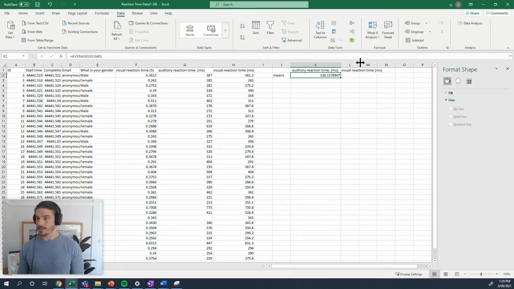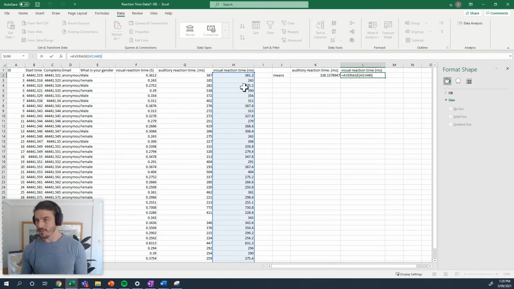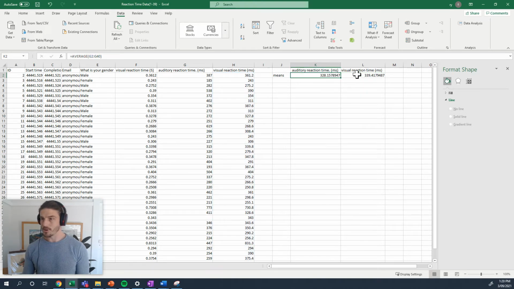Now, Excel is clever. If I take that little square and drag that across, it's going to recognize that it doesn't want to do the same calculation again on the same data. It wants to do it on the new data. So if I were to look at the calculation up here, you can see now it's finding the average of the visual. So now I have the auditory and the visual. In Excel, you can do the calculation once, and then often you can drag it across, and it knows what you want to do. It's very clever. So they're the means.